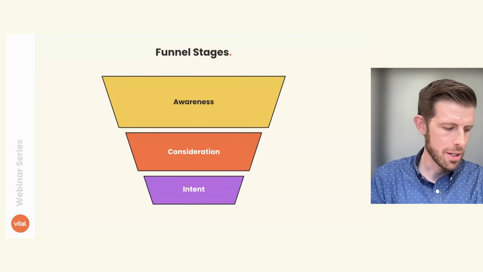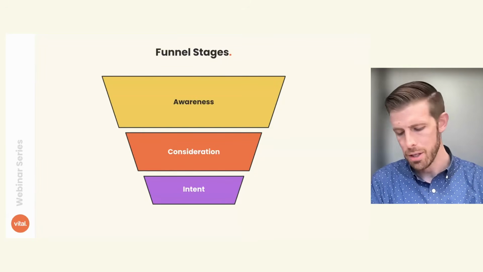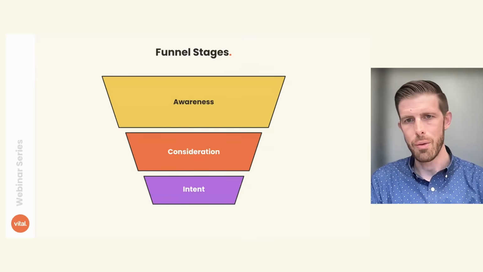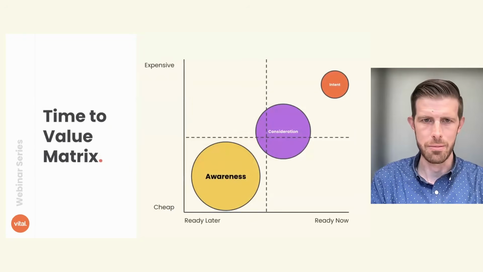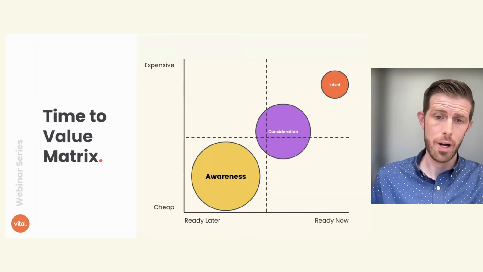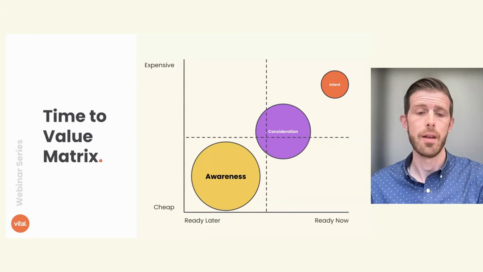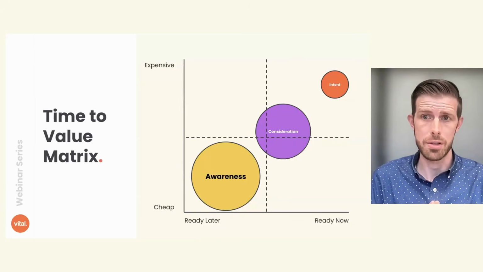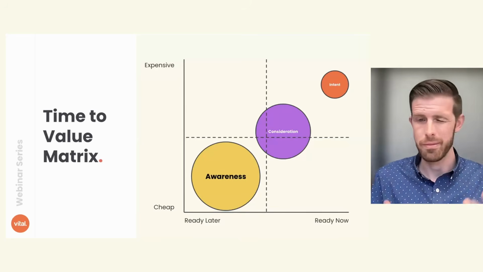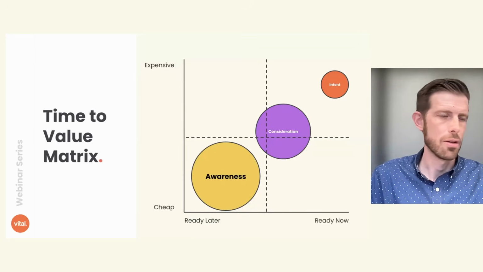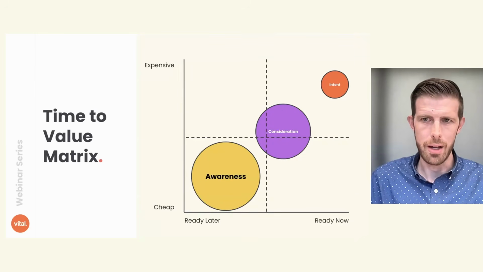And it can make it a little challenging to think about the funnel this way when we talk about paid ad campaigns. And so what we found to be helpful is thinking about it from a time to value matrix. Bottom left quadrant here, cheap and ready later. So that's your kind of awareness type campaigns, right? That's high impressions, high amount of clicks. Those clicks are cheaper, but they don't convert right away.